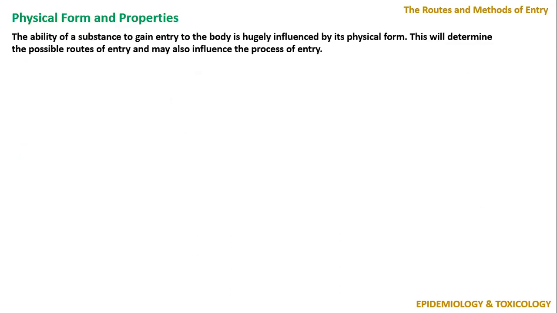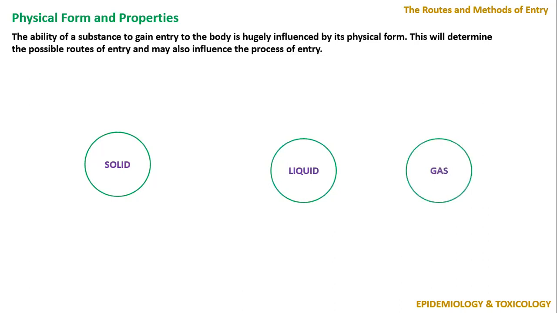So now we are going to discuss the next learning outcome, that is physical forms and properties. The ability of a substance to gain entry into the body is hugely influenced by its physical form. This will determine the possible route of entry and may also influence the process of entry. So it can be solid, liquid, or gas.